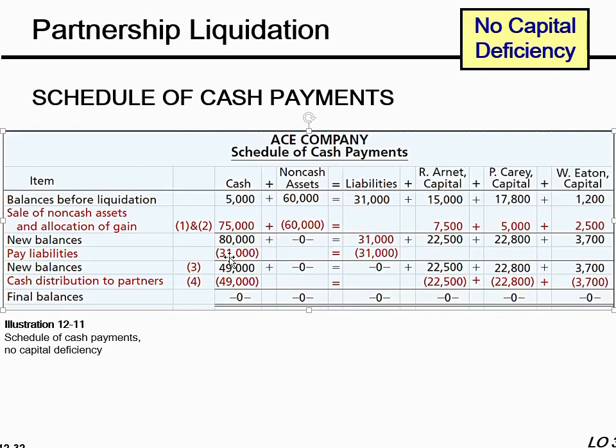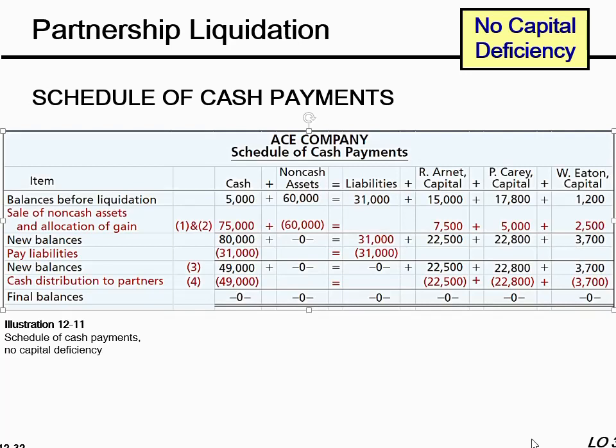Third step, what we did, we paid the liabilities. When we paid the liabilities, 31,000 cash was gone and 31,000 liabilities were also paid off. So I'm putting it in brackets because I'm removing them from my books. So now the updated cash balance is 49,000. No non-cash assets are there, no more liabilities, and these capital balances are there. And then we paid them. So cash is finished, all the capital balances are gone. So ending balances, final balances after the liquidation are zero.